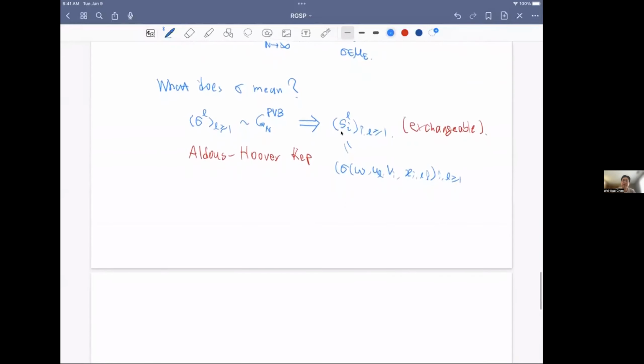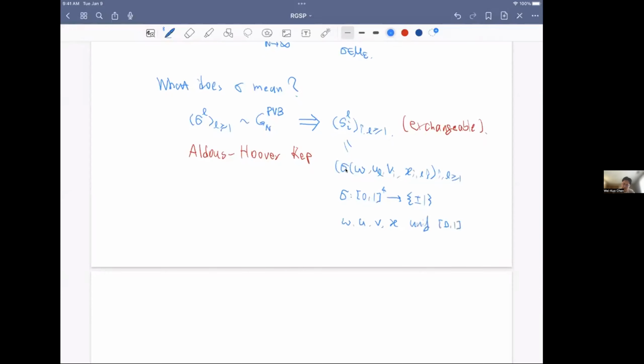I can express this matrix by some function sigma. Here sigma is just a measurable function defined on this space that maps to +1 and -1. All the notations you see here, W, U, V, X, are sampled uniformly from the 0-1 interval, IID. So this is the Aldous-Hoover representation.